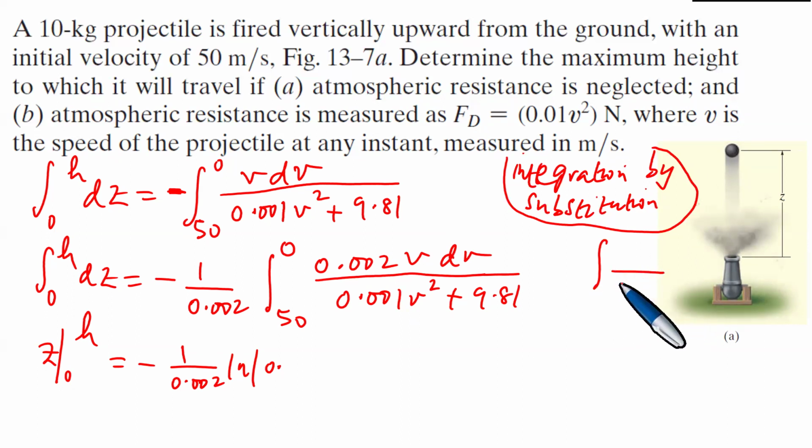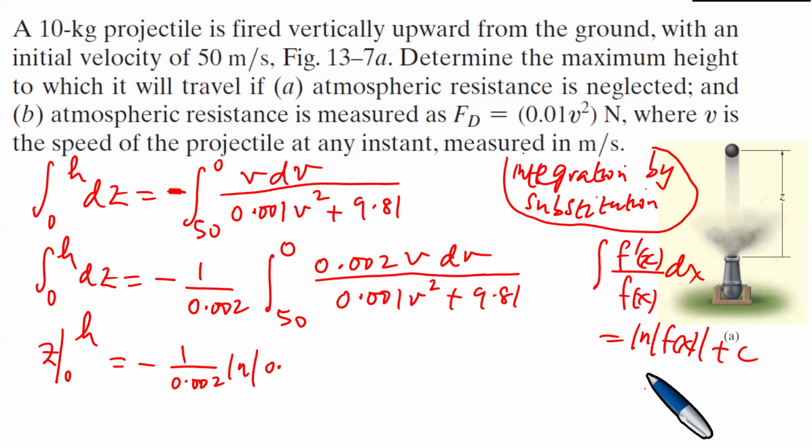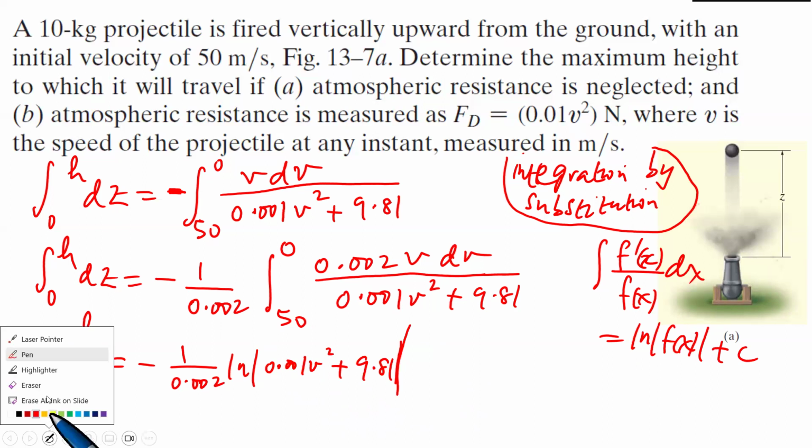By substitution, it means that if you have a function f of x whose derivative is in the numerator, then this is the same as the natural log of f of x plus c. There's integration by parts, which we used in that other lesson last time, but here we use substitution. If you have a function whose derivative is in the numerator, then the answer becomes the natural log of the denominator in modulus signs plus c, which is 0.001 V squared plus 9.81.